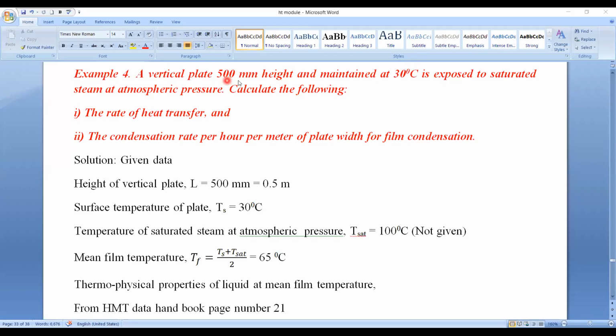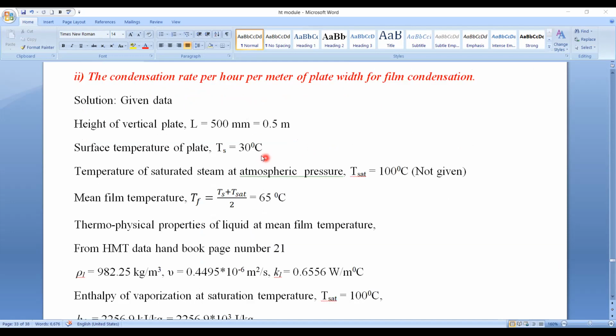A vertical plate 500 mm height and maintained at 30 degrees centigrade is exposed to saturated steam at atmospheric pressure. Calculate the following: rate of heat transfer, that is Q, capital Q. And the second bit is the condensation rate per hour per meter of plate width for film condensation. The second bit, we need to calculate the value of m dot, that is the condensation rate per hour per meter width of the plate.